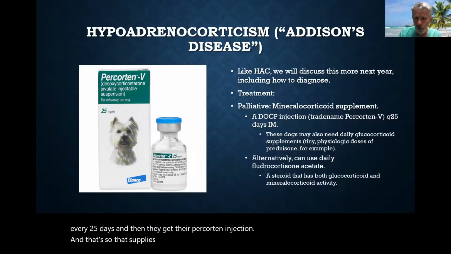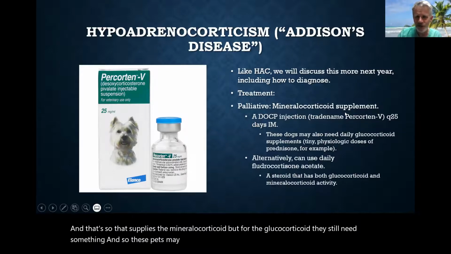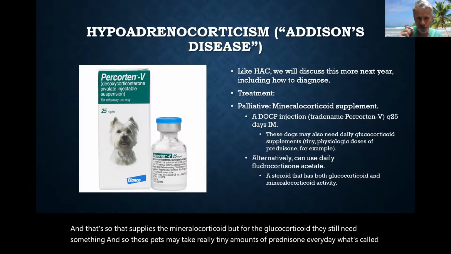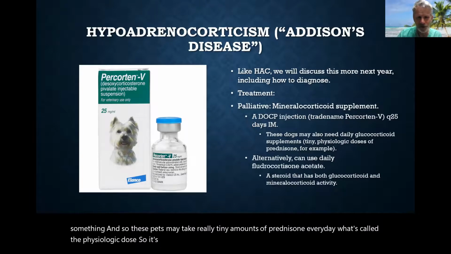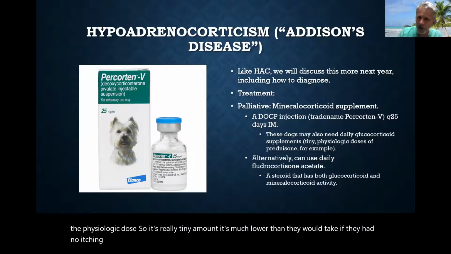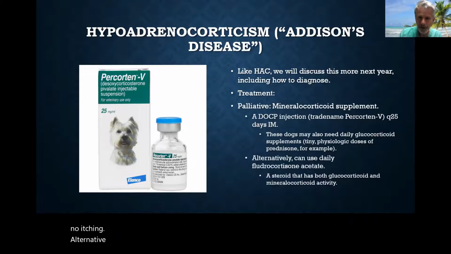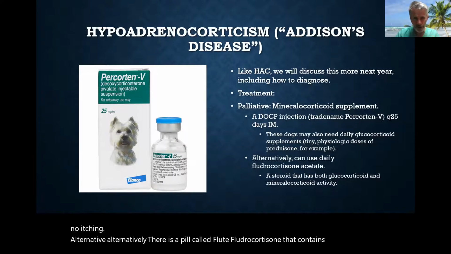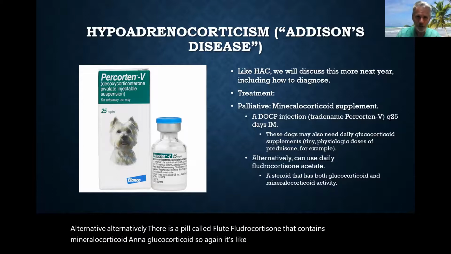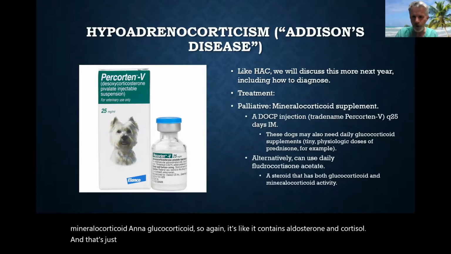mineralocorticoid, but for the glucocorticoid, they still need something. So these pets may take really tiny amounts of prednisone every day, what's called the physiologic dose. It's a really tiny amount. It's much lower than what they would take if they had itching. Alternatively, there is a pill called fludrocortisone that contains a mineralocorticoid and a glucocorticoid. So again, it contains aldosterone-like and cortisol-like activity. And that's just something they would take every day for the rest of their life.